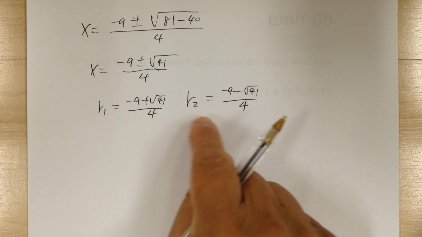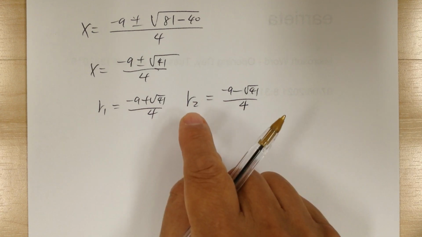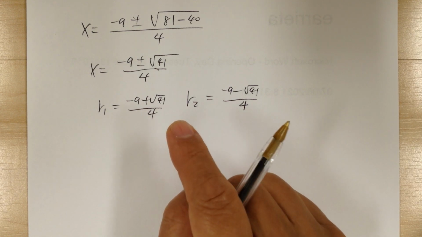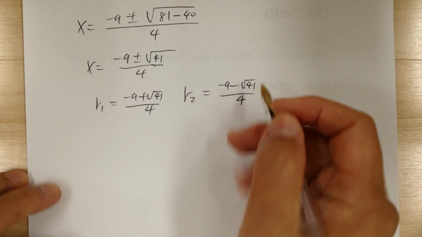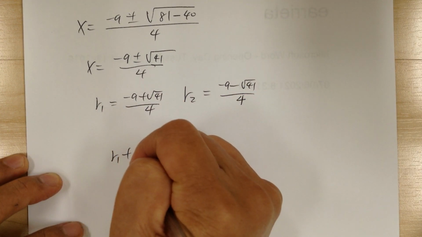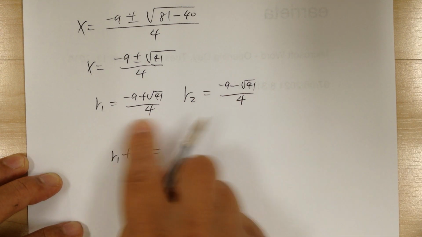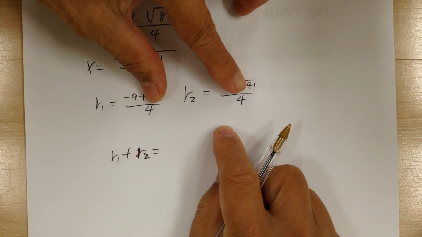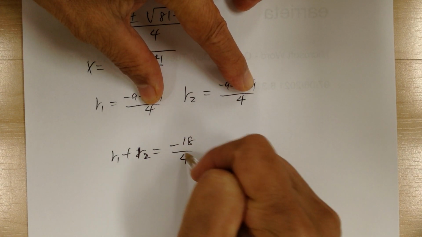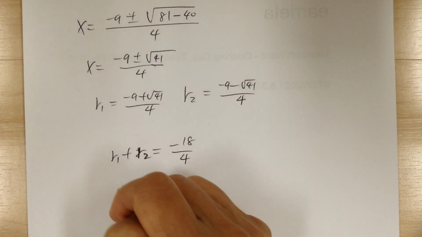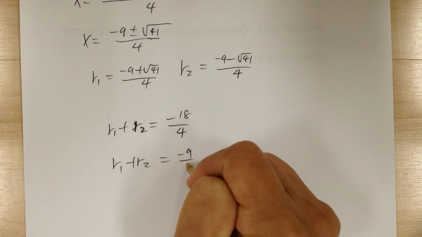So this is the first part, find the roots. Now they want you to do the second part, check your answer by using the theorem about the sum and the product. Well, the sum, so r1 plus r2. When you add this together, again, this will cancel out, so you're going to end up with negative 18 over 4. So r1 plus r2 will equal negative 9 over 2.